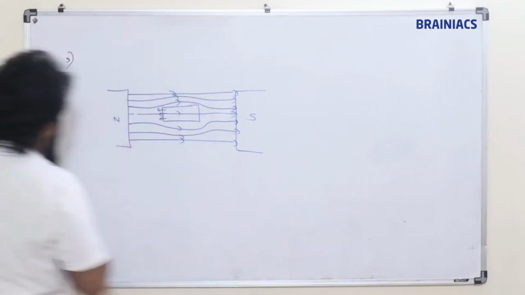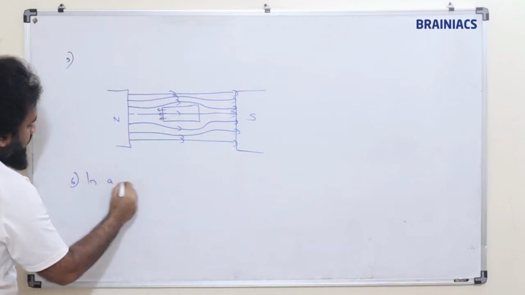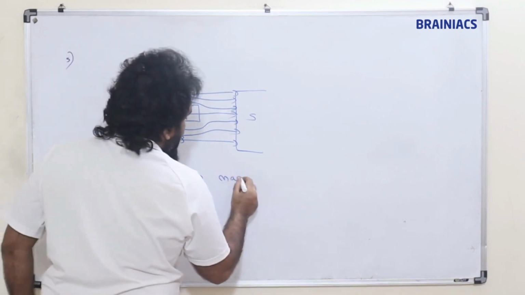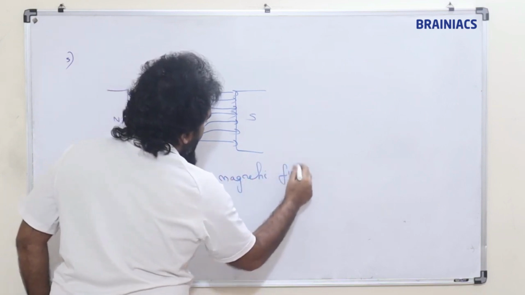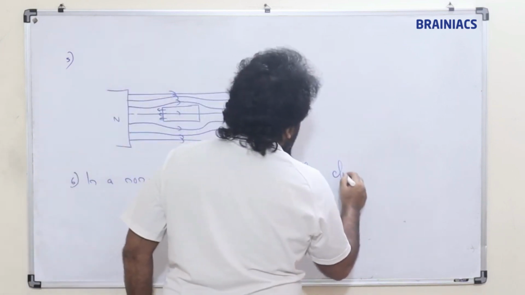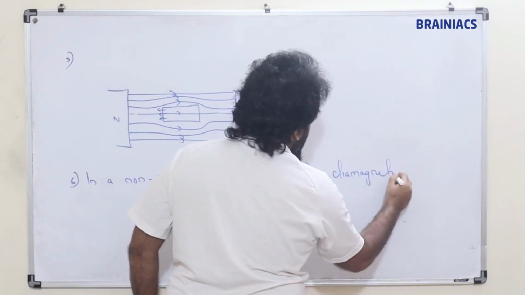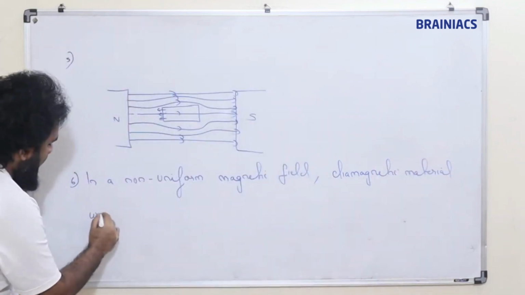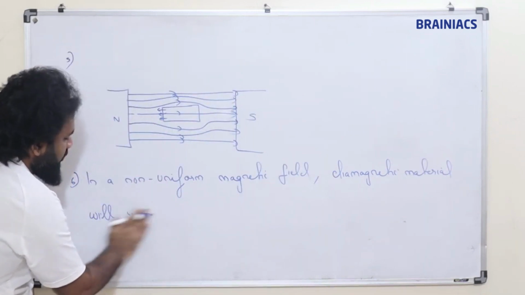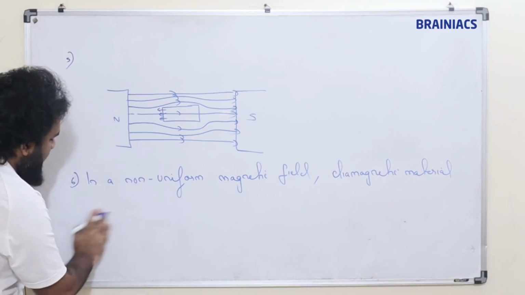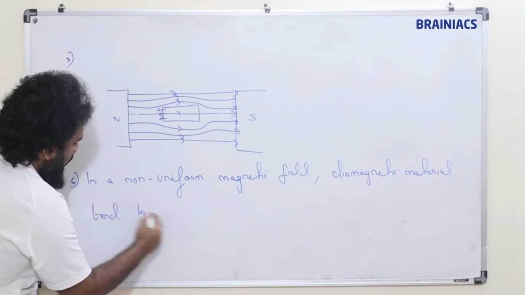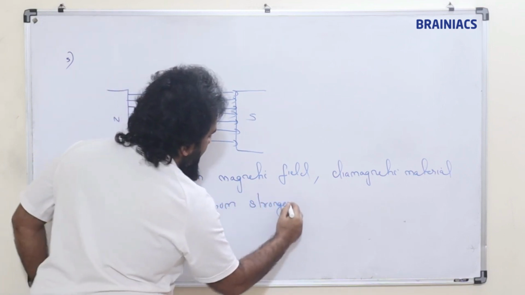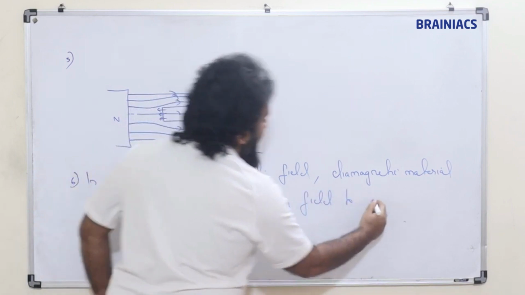Okay, clear? The next point: in a non-uniform magnetic field, a diamagnetic material will tend to move from a stronger field to a weaker field.